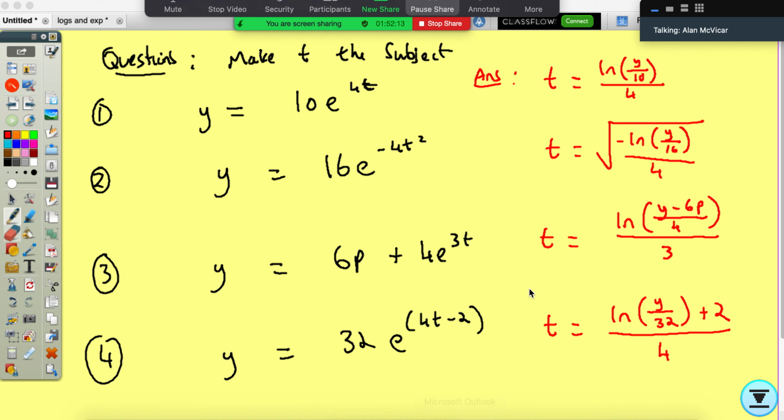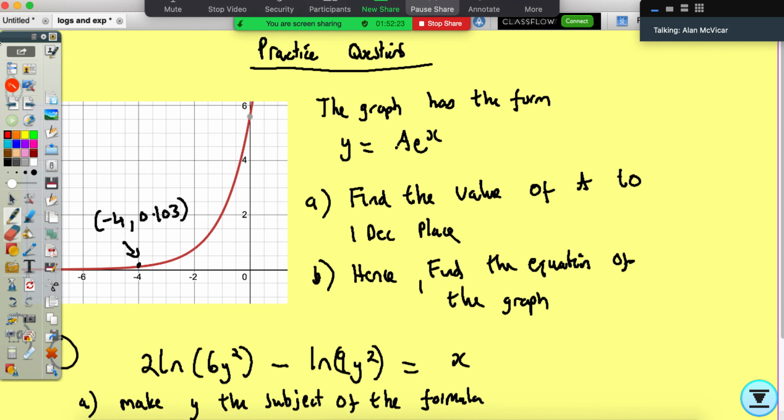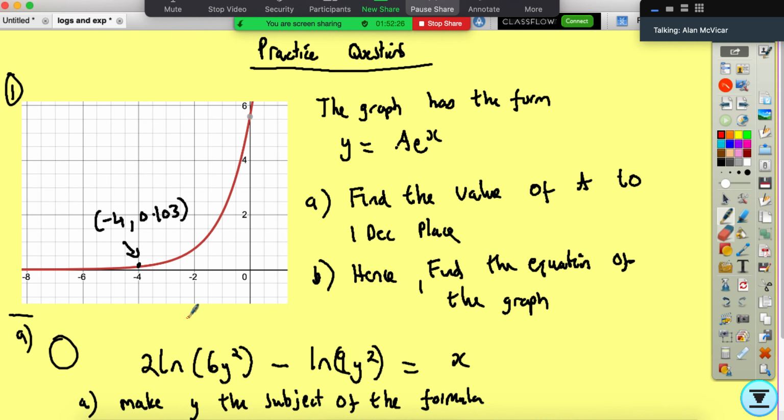Practice question number 1 is obviously going to be 1, which looks like a graph. It's going to the wrong slide. There we go. So these are your practice questions. I'll move my wee thing out the way.